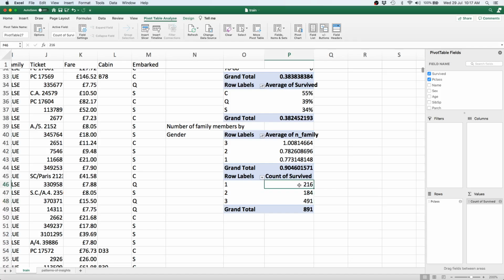In the first class we had 216 passengers, in the second class we had 184 passengers, and in the third class we had more than twice of any of the other two classes, 491 passengers. So that makes sense, like third class was the largest class of passengers.